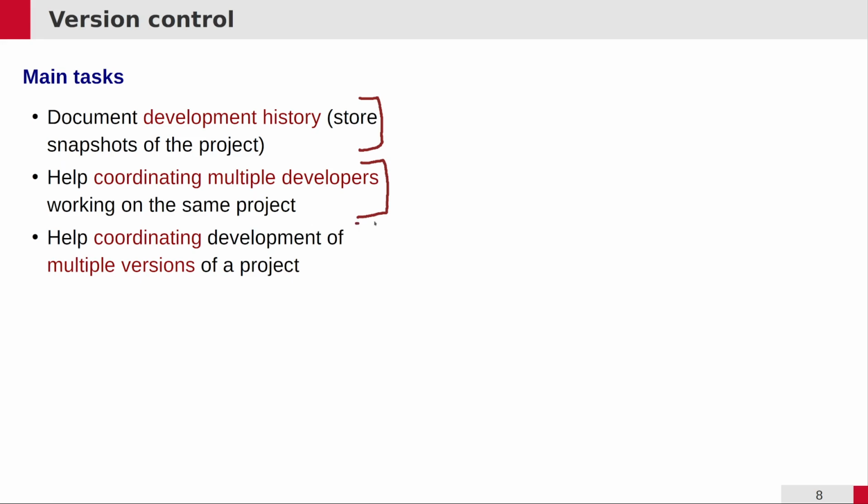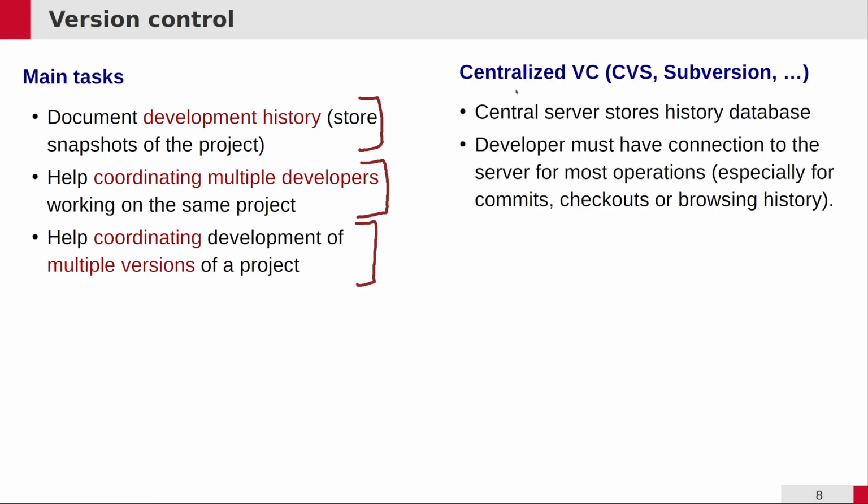And it can also help us coordinate the development of a project if the project has multiple different versions via branches. This is also something we will look at in more detail in the future. Just maybe very quickly, I would like to mention that there are two different types of version control models.